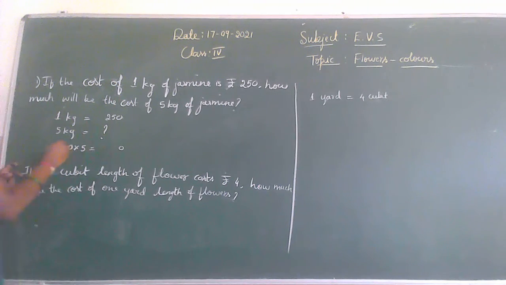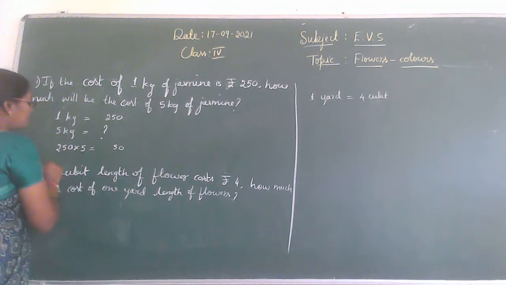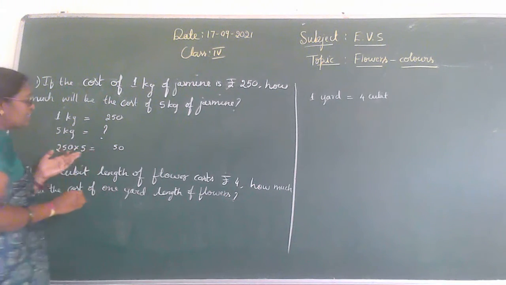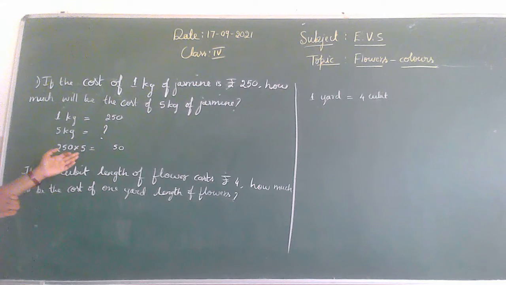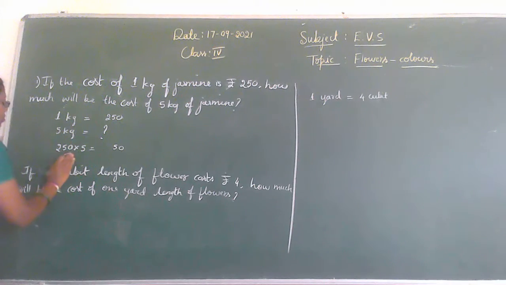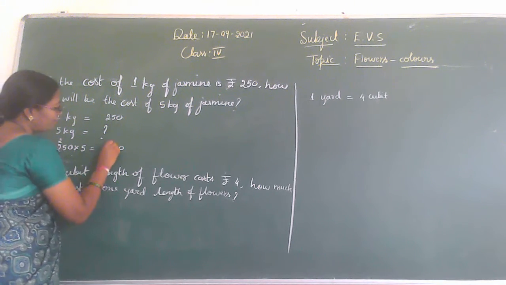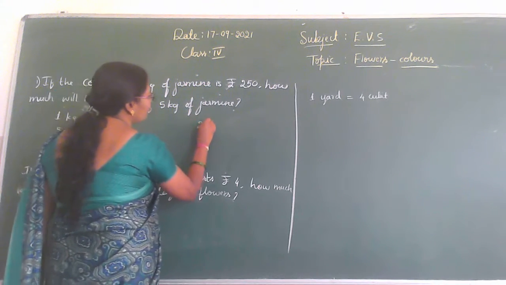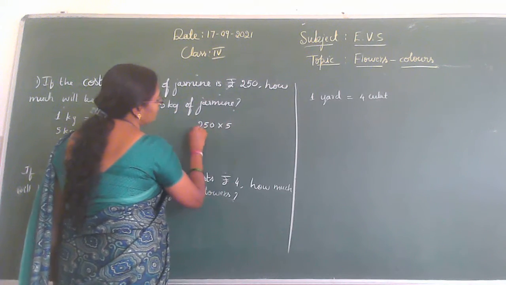5 5s are 25. So 2 is remaining, is it? And then 5 2s are 10, plus 2, because the remaining is 2. 5 5s are 25. The remaining how much? 2. We need to add this number after multiplying. 5 2s are 10, 10 plus 2, 12. Then write it here. See here, children, 250 into 5.